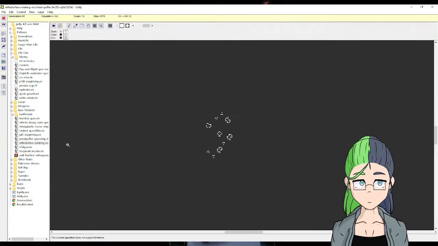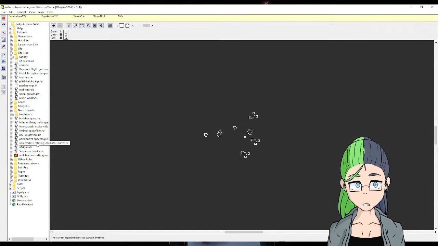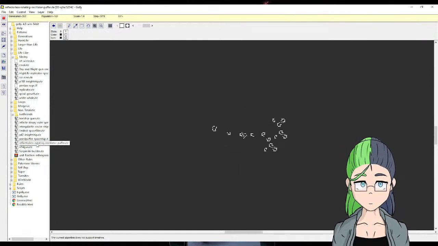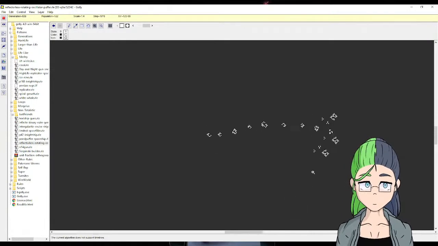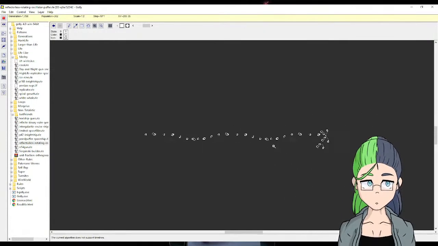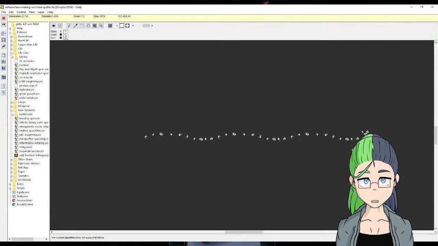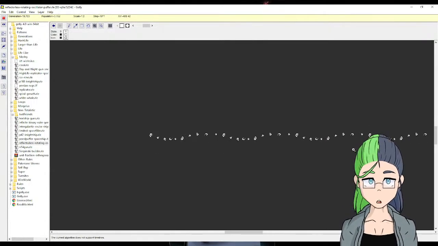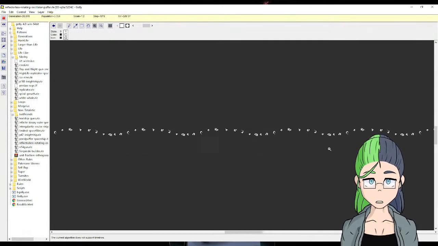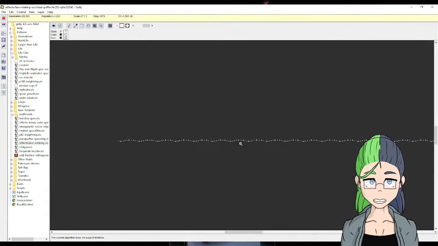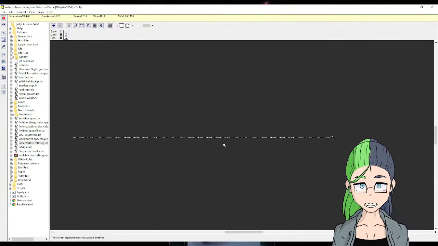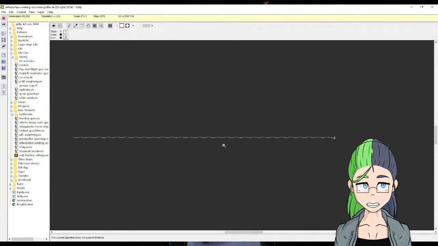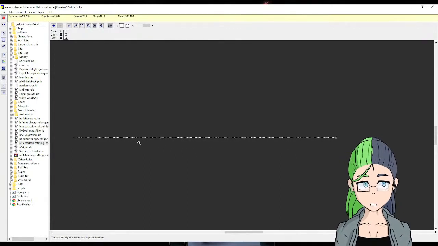What's this one? Rotating Oscillator Puffer. Interesting. Oh, it just creates a nice long rotating tail that just waves up and down. That's really cool and kind of cute.